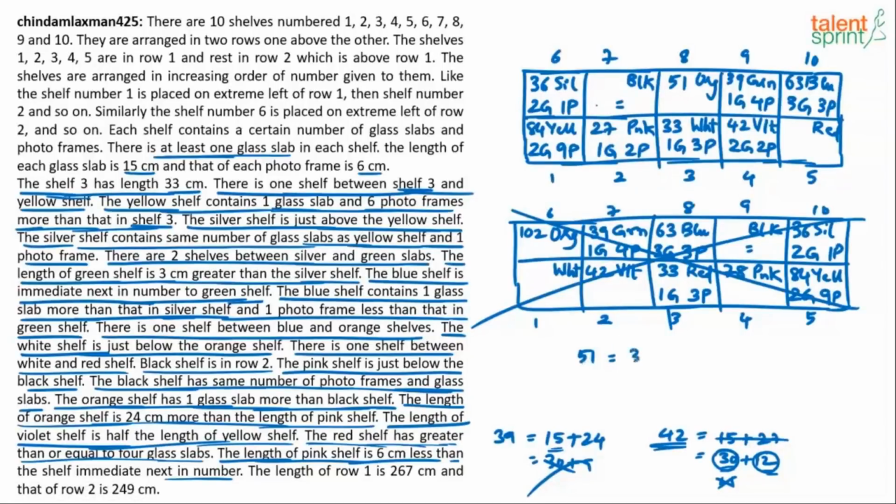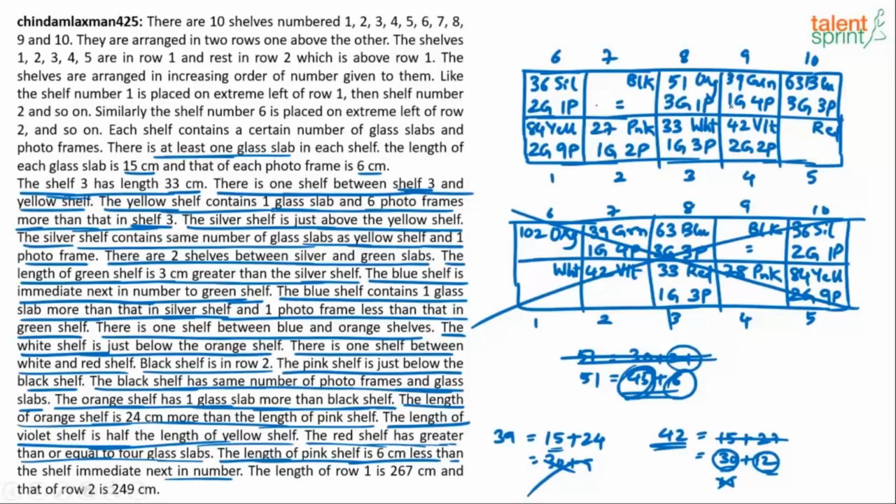So 51 can be taken as 30 plus 21, or 45 plus 6. 2 glass slabs is 30, 3 glass slabs is 45. 4 glass slabs will make it 60, which is not possible because the total is 51 itself. Now 30 plus 21 is not a logical breakup because in 21 I'll get 3.5 photo frames, so ruled out. 45 plus 6 makes sense. 45 would mean 3 glass slabs and 1 photo frame. 6 means 1 photo frame. So I can say the orange shelf has got 3 glass slabs and 1 photo frame.